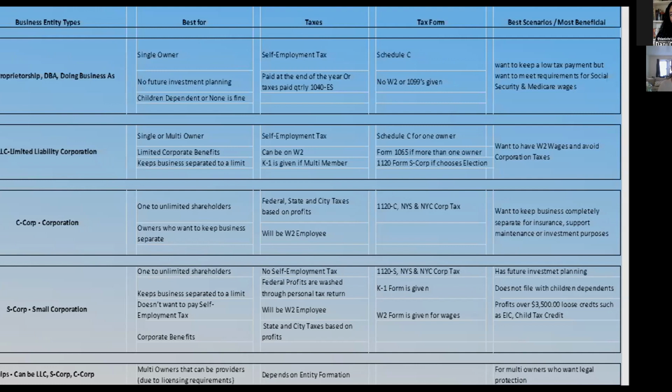The next entity is C Corp. C Corp is basically a corporation that keeps you separate from the business. And here you do have to pay what's called corporate taxes at the end of the year. In addition to that, someone has to be on payroll. And as a business owner, you should be on payroll, which you have a W-2. What this does that is convenient for people is that it keeps you separate from your business. And I'm going to touch base on that later on.